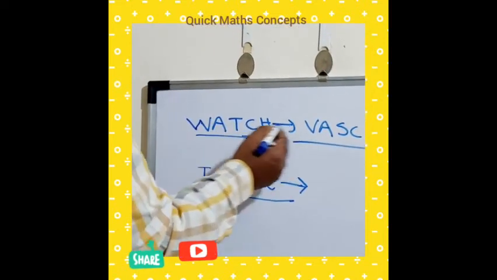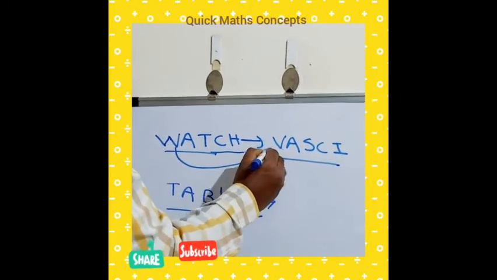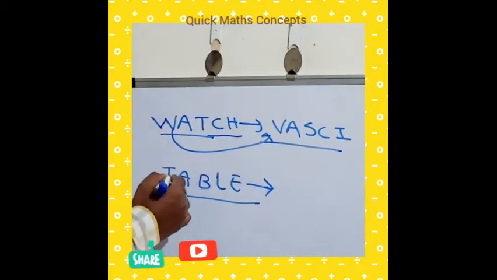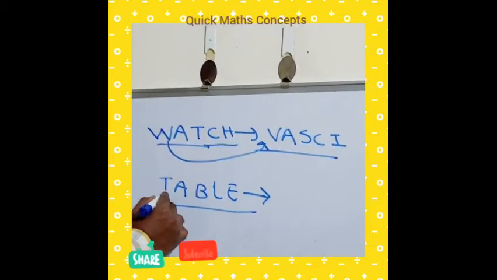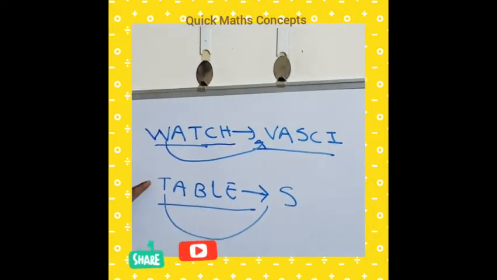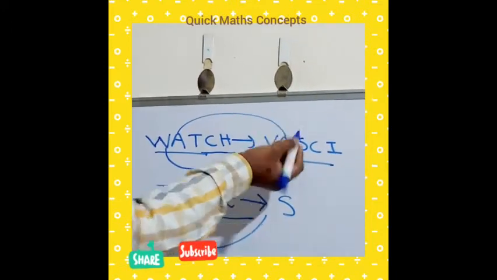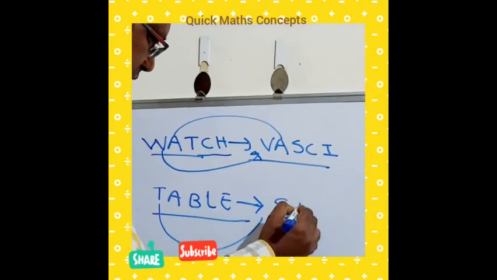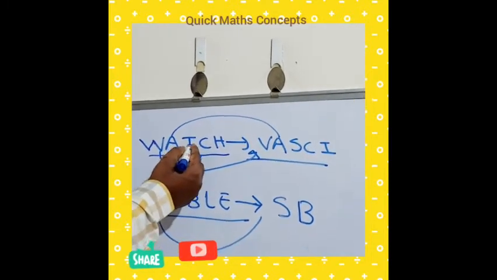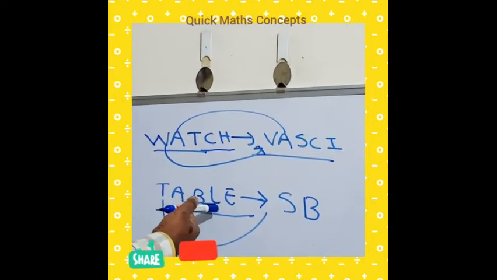W, what is the letter before W? V. So the letter before W is V. Then we need to write the letter before T, that is S. So we have solved the first letter. The second letter is A, and there is no change, so we should write A only. B, there is no change. What is the third one? T. After S, T will come. So we should write table.